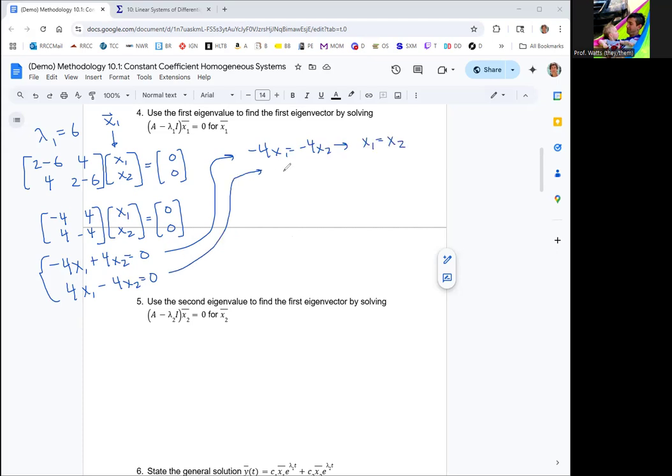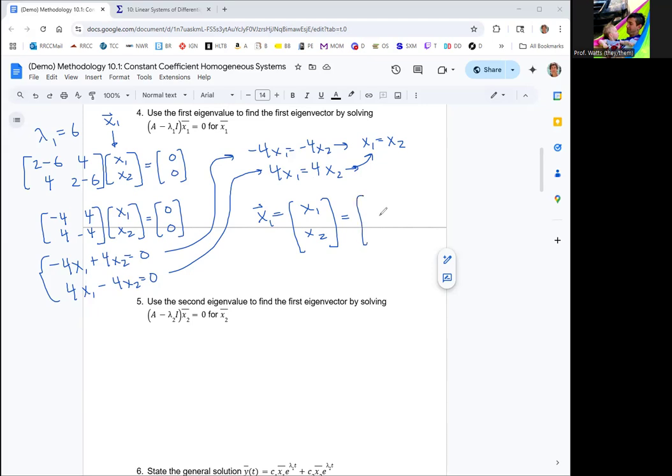If I take the second equation, I get 4x1 equals 4x2, and dividing by 4, you get the same thing. So for the eigenvector x1, all we have to do is pick it so that x1 and x2 are equal. Any vector where those are equal is like the line with slope 1, or a 45-degree angle.